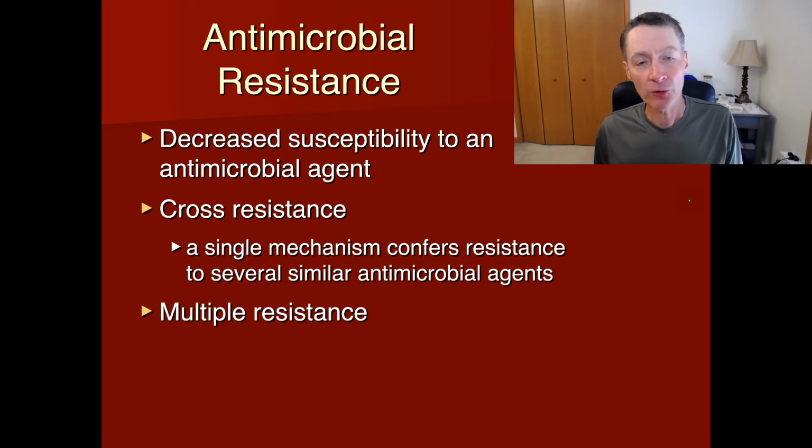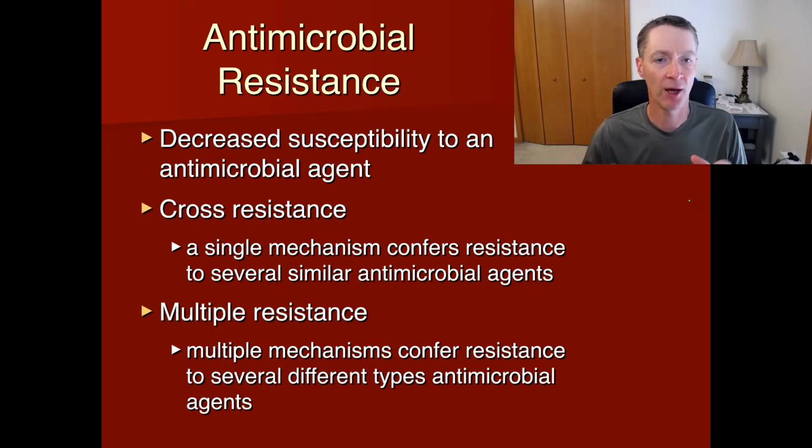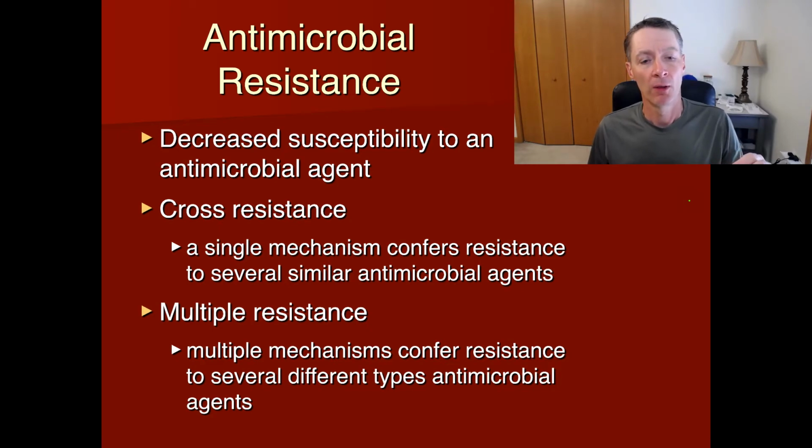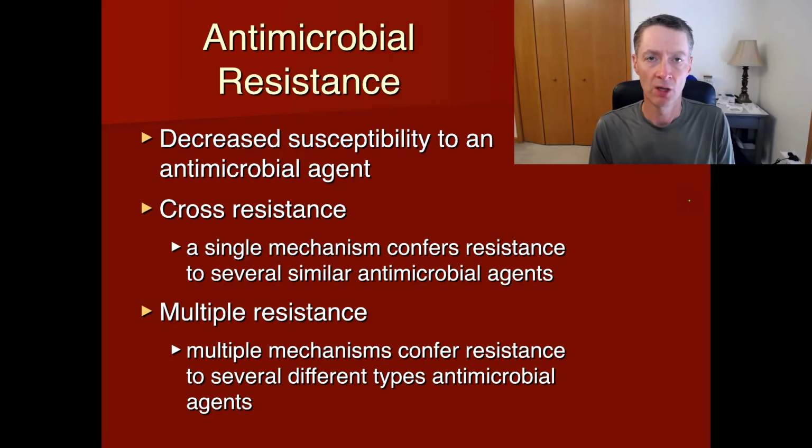Now, if we talk about multiple resistance, here we have multiple mechanisms that confer resistance to several different types of antimicrobial agents. So let's paraphrase that. Multiple mechanisms, to me, I think genes. So multiple genes producing multiple different enzymes, which give you the ability to break down different kinds of drugs, very different kinds. So let's say you had a gene that makes an enzyme that breaks down all beta-lactams, like we just talked about. But then also, that bacterium also has another gene that confers resistance to a whole subgroup of protein synthesis drugs. Multiple resistance.